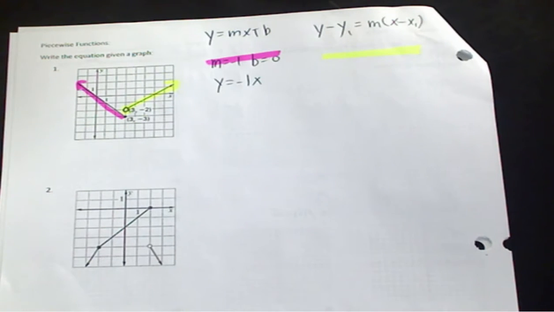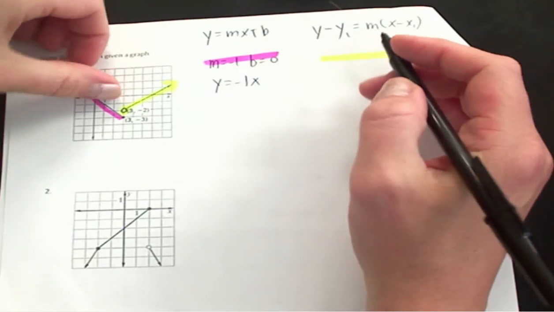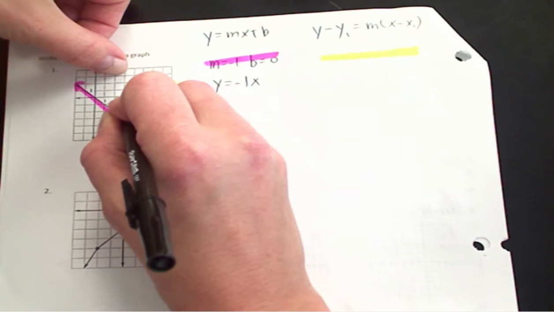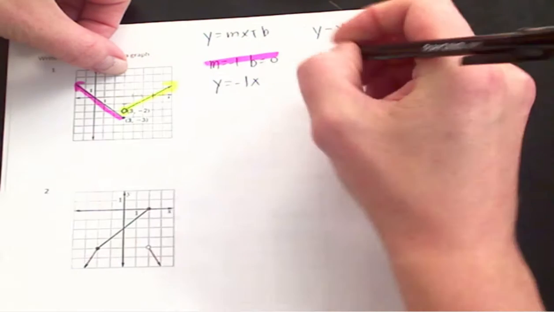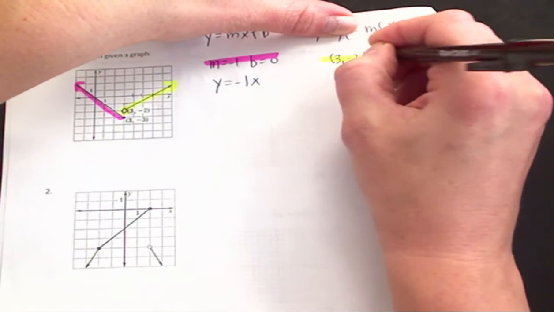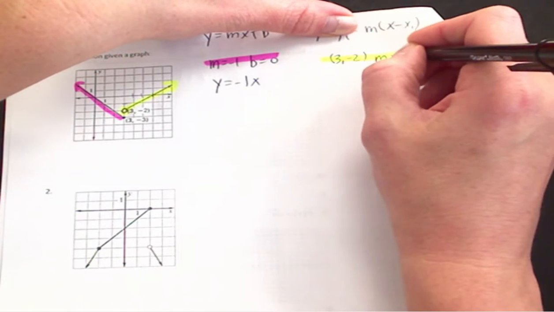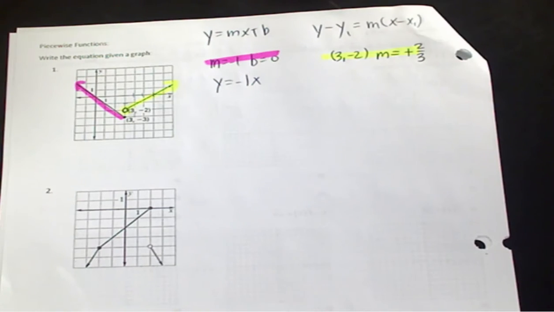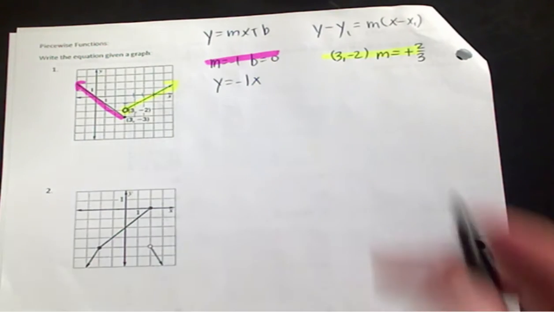Now, I don't know the y-intercept, right? It doesn't actually touch the y-axis. So I'm going to start with point slope. Notice that you have a point labeled, and 1, 2, 1, 2, 3. Okay, so a point is 3, -2, and the slope is +2/3. So I'm just going to pick out the points from the graph.